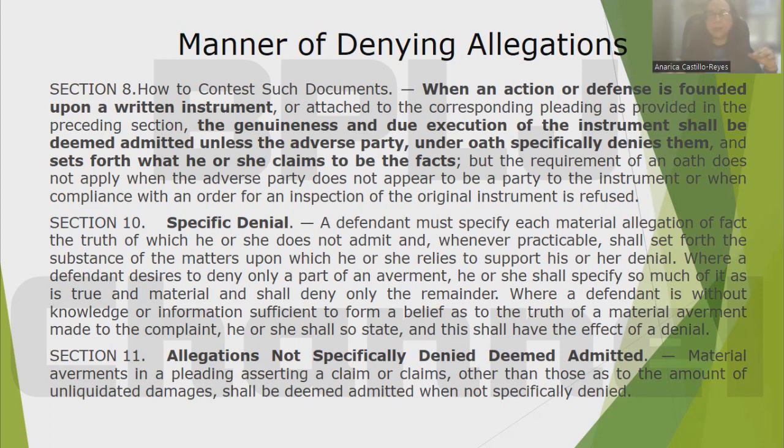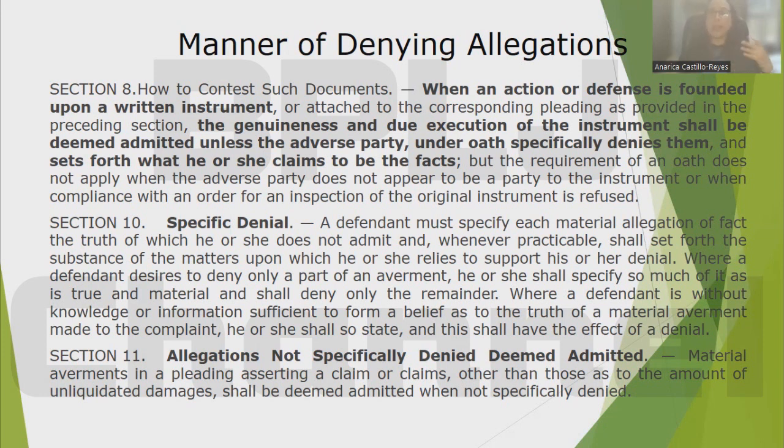Manner of denying allegations. So, we're already through with manner of making allegations. Now, how do you deny the allegations? Specifically in the answer. When an action or defense is founded upon a written instrument or attached to the corresponding pleading, the genuineness and due execution of the instrument shall be deemed admitted unless the adverse party under oath specifically denies them and sets forth what he or she claims to be the facts. But the requirement of an oath does not apply when the adverse party does not appear to be a party to the instrument or when compliance with an order for an inspection of the original instrument is refused.